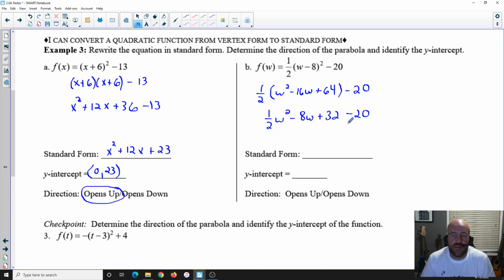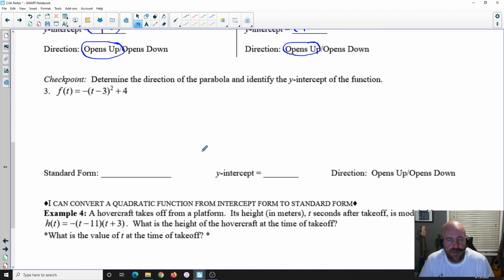And we can see that these are going to go together when we write it in standard form. So we have 1/2 w squared minus 8w, and then a plus 12. So 0, 12. Positive 1/2, opening up. So if that were a negative 1/2, we would say it opens down. Go ahead and try the checkpoint and pause the video.